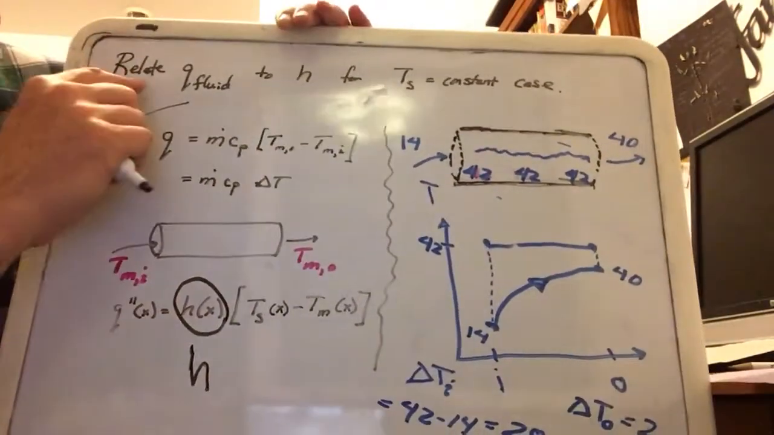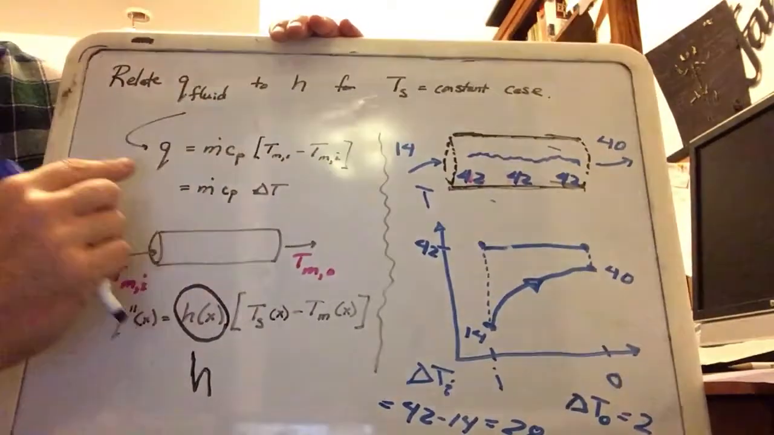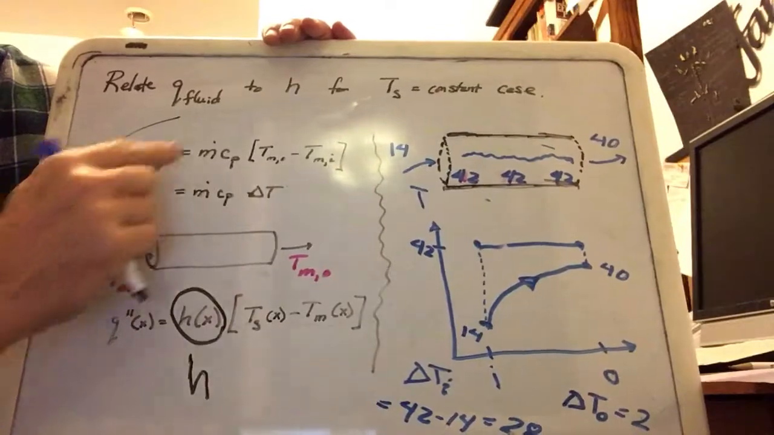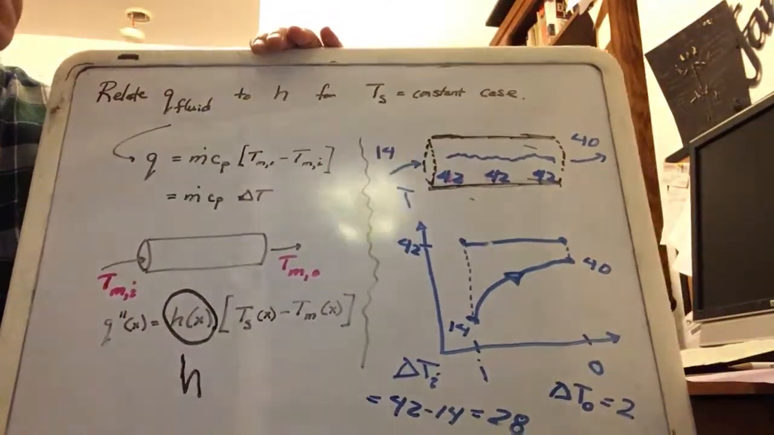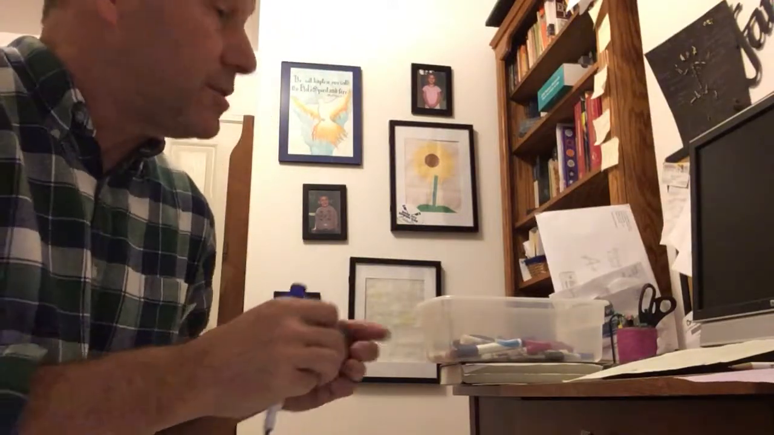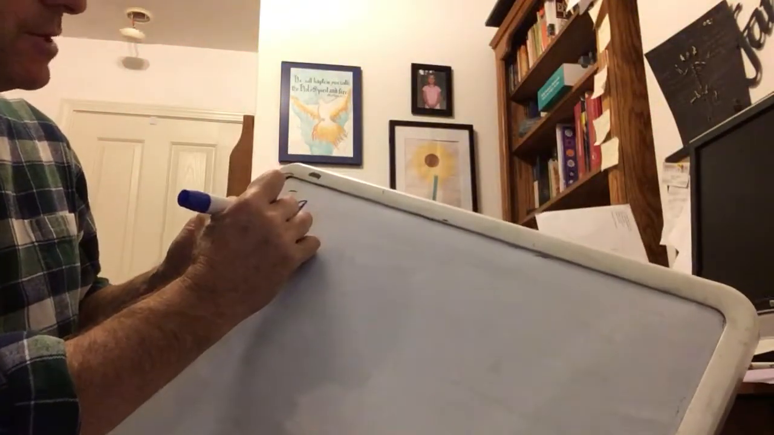And now let's get back to this question about how we're going to relate the heat transfer to the fluid, which can be calculated using this equation here, to our h value, our convective heat transfer coefficient. So give me a second to erase the whiteboard, and we'll get at it. What we just need to do is write down the equations that we had, and then one more basic idea. So let me get those up there.